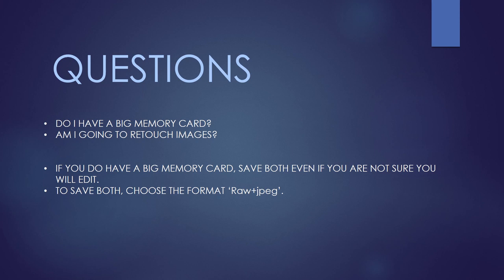Now, if you do have a big enough memory card, what I suggest is that you save it in RAW plus JPEG. This will ensure that even though you might not want to post-process your images now, you could then go back and post-process them without any loss, because you have saved the RAW file as well as the JPEG. So you can post the JPEG onto your social media while still having the option to go back and retouch it if you so wish.